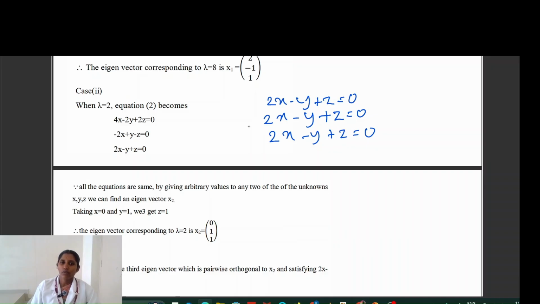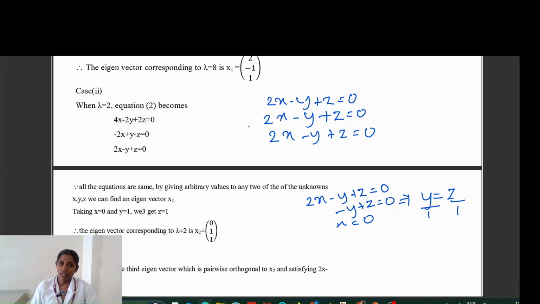So I choose any one equation, that is 2x minus y plus z equal to 0. In this equation, we choose arbitrarily x equal to 0. By substituting x equal to 0, we get minus y plus z equal to 0, which implies y equal to z, that is y by 1 equal to z by 1. Already we substituted x equal to 0. So the eigenvector is 0, 1, 1. So x2 equal to 0, 1, 1. That is the eigenvector corresponding to lambda equal to 2.